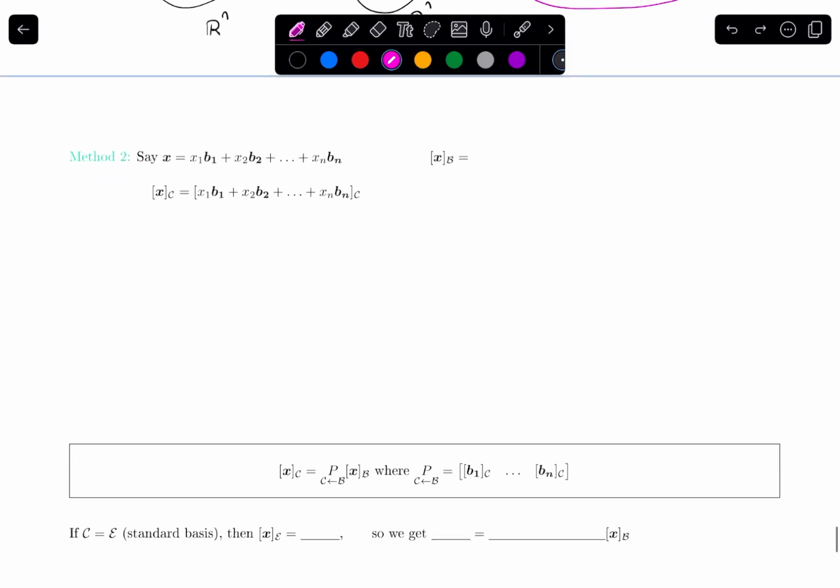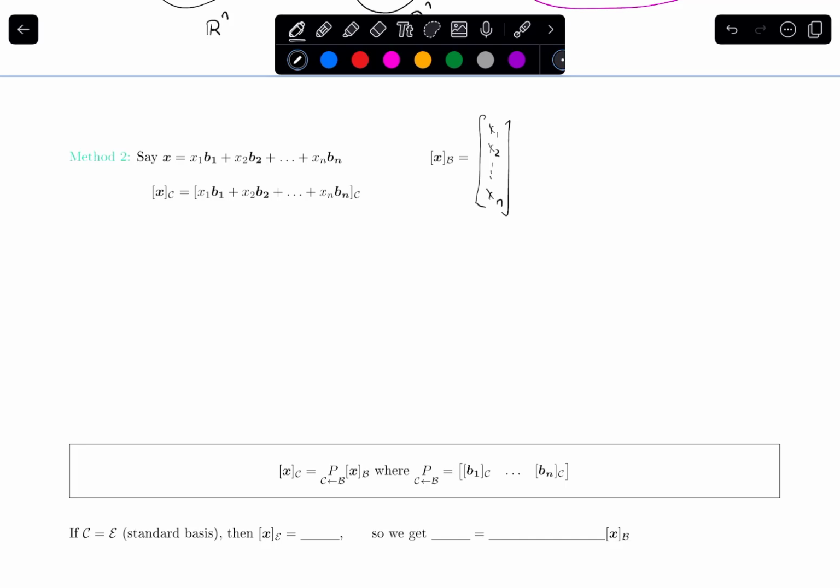Okay, so what's another way I can get that change of coordinates matrix? If I start off with my vector x, I can express x as a linear combination of the basis vectors as x1b1 plus x2b2 up until xnbn. From that, I can write its coordinate vector. The coordinate vector is a vector whose entries are the weights of this linear combination, which are x1, x2, up until xn.